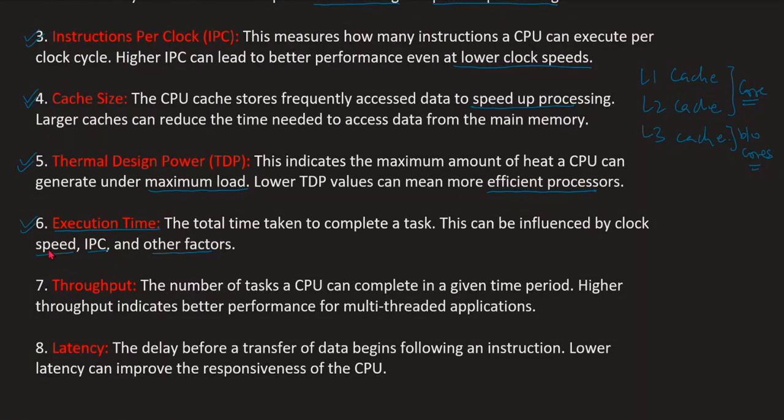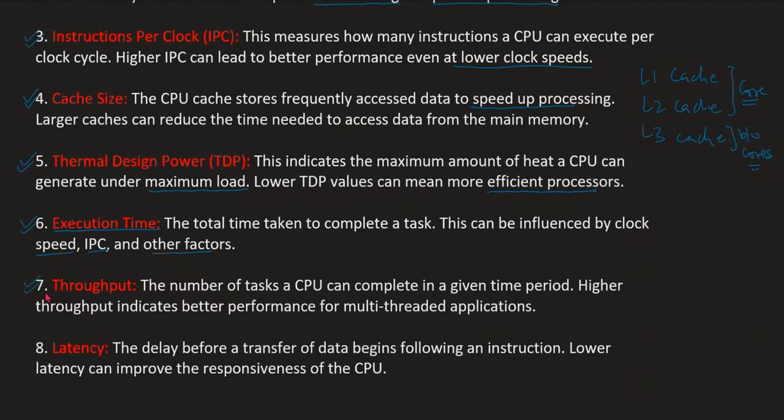So either the clock speed should be high, so the execution time will be reduced, or the IPC, that is instructions per clock, is high, then the execution time will be lower. Execution time taken should be lower by the processor so that it can have more efficiency, or performance will be high, or speed will be high.